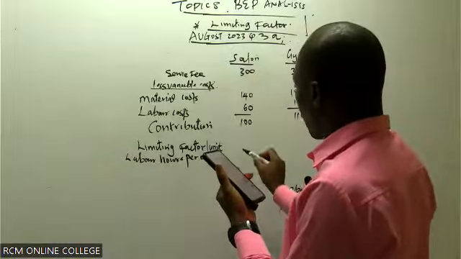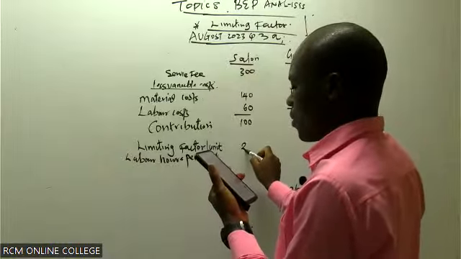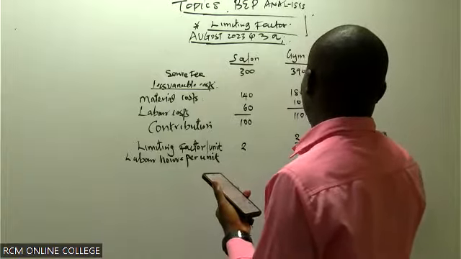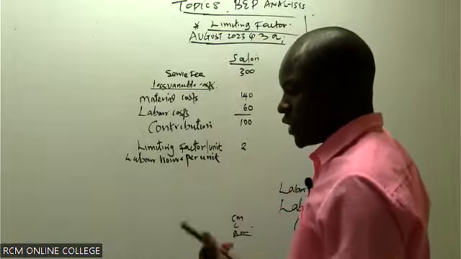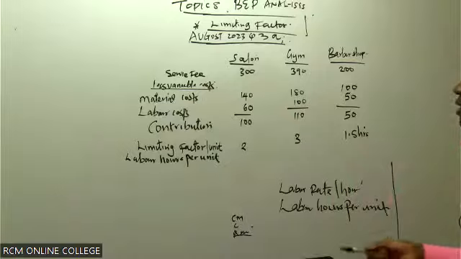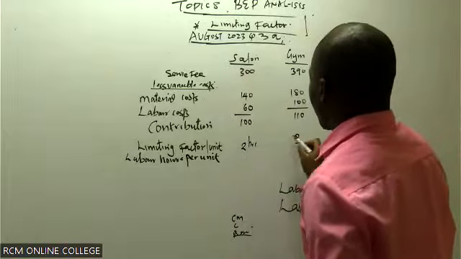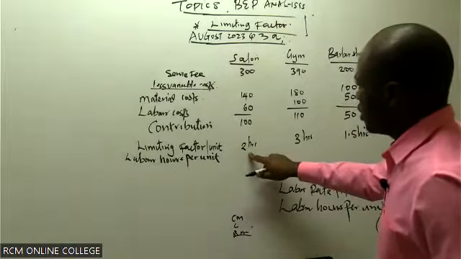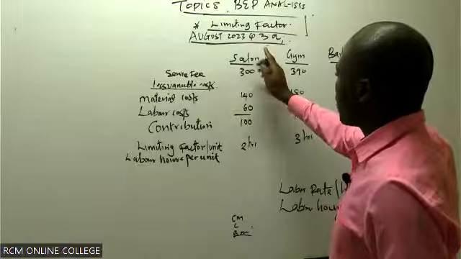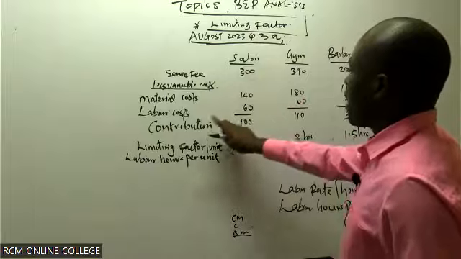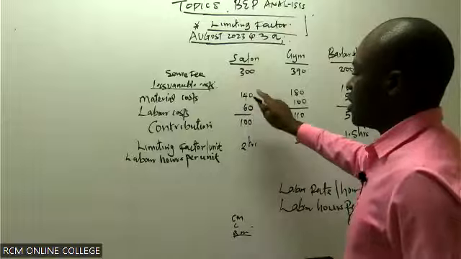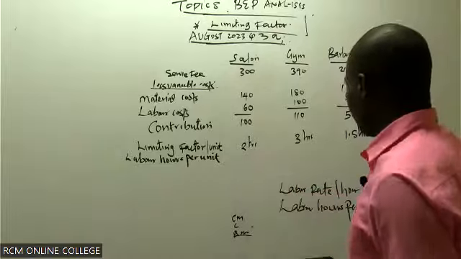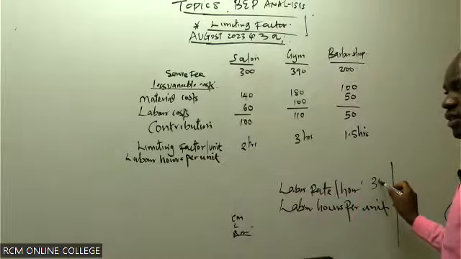So we have 2 hours. We have 3 hours. We have 1.5 hours. In some questions, this is what they are going to do. I need 2 hours. I need 3 hours. I need 1.5. So if I need 2 hours to produce 1 unit of salon or to serve 1 client in the salon, the company is spending 60 shillings. So what is the labor rate per hour? 30, is it?